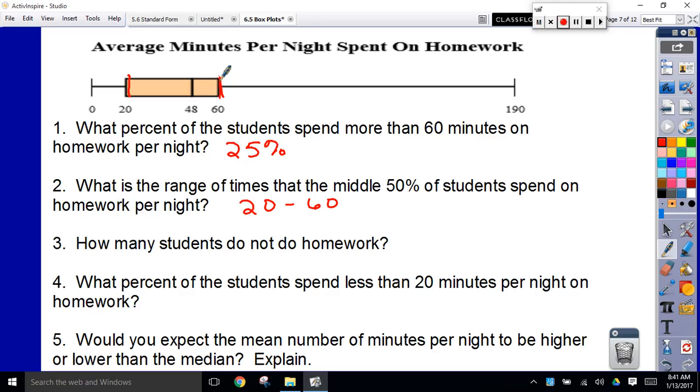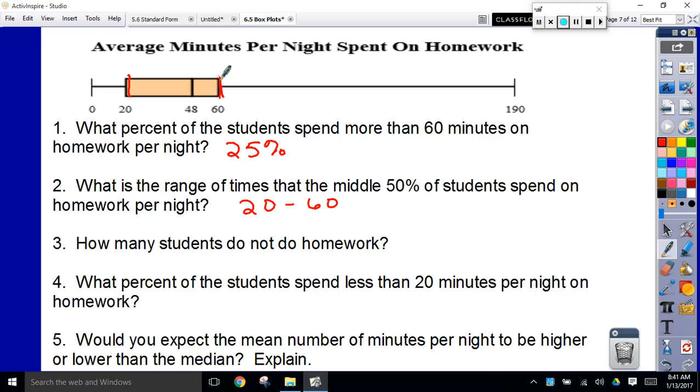19. What's that? 19. 19? Okay, so you're thinking 0 to 20, but we don't actually know how many students are represented in each quartile because we don't know how many students there are total. So those numbers actually don't tell us anything about how many students there are.